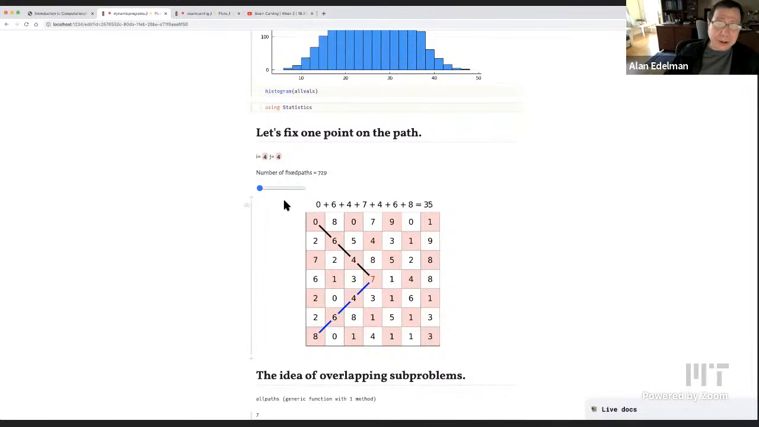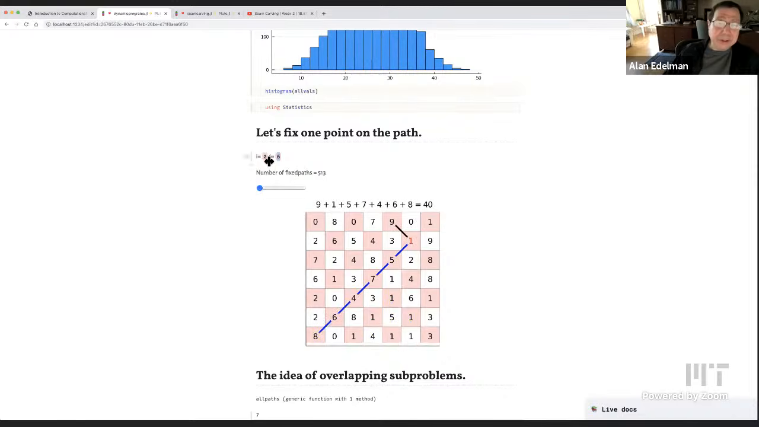And now what I'm going to do is fix a point on my path, right? With the scrubbable, I can actually take any point I want. I could take the 2, 6 point. And then what I'm going to do is look at all the paths that go through this one point. You see, I've taken a subset of all the paths.